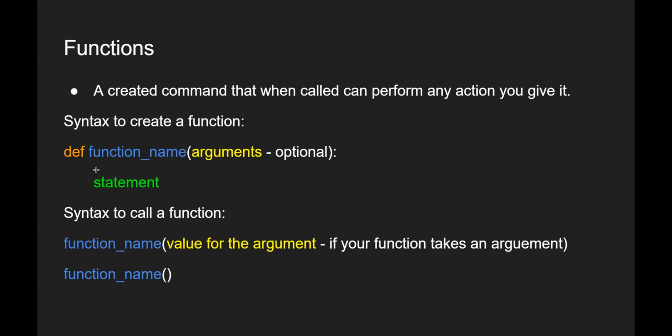So the syntax for it is def, and then function name. And then you can put any arguments inside if you want. It's optional. And then output a statement. To call it, you would say the function name, and then in parentheses, give a value for that argument. But if you have no arguments inside, just put 2 parentheses.